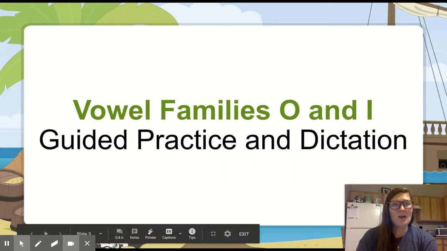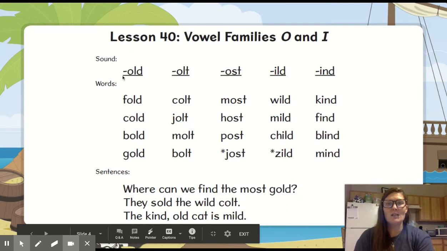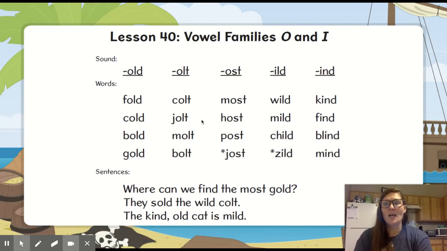Okay, so what we want to do today is we're just going to look at these three columns. Okay, and we're going to read these words. So all of these words are in the old family. Okay, so I want you to read these words. Read this one, this one, this one, this one. Fold, cold, bold, gold. All right, great. Did you get them all? Awesome. Okay, these are the words in the olt family. All right, go for it.